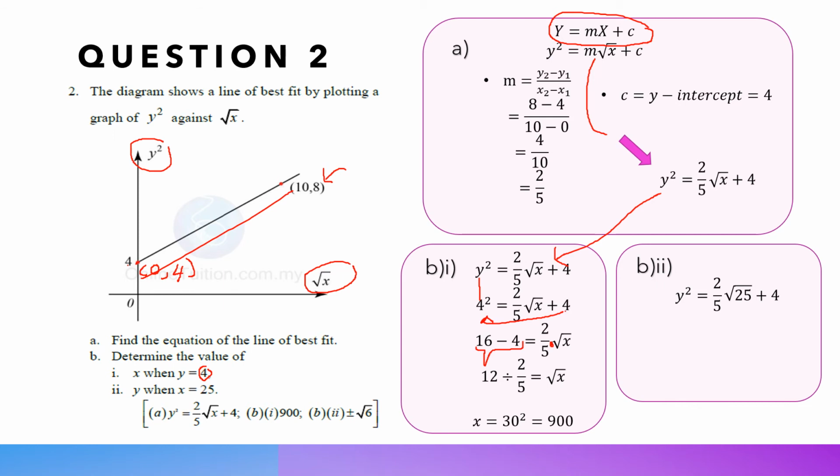Okay. Now B2 is the same also. You just need to substitute what x is. X is 25, and now you find y. So I just substitute, your x now is 25. Then you get the answer. 2 over 5, square root of 25 is 5. Square root, okay? 2 over 5 times 5, you can just cancel this. So 2 plus 4 is 6. So y squared equals 6. So y is square root 6. Yeah, you square root both sides. Then you manage to get the answer. Okay?